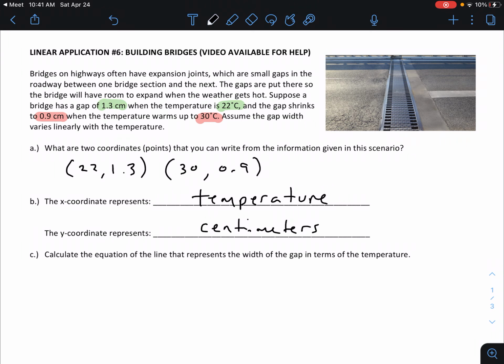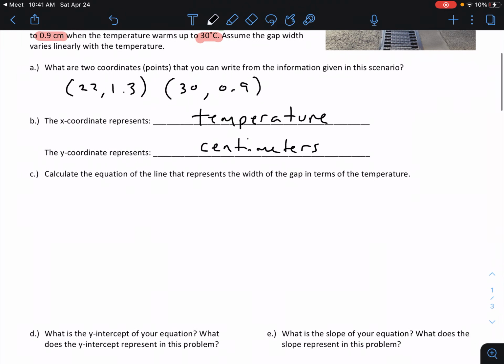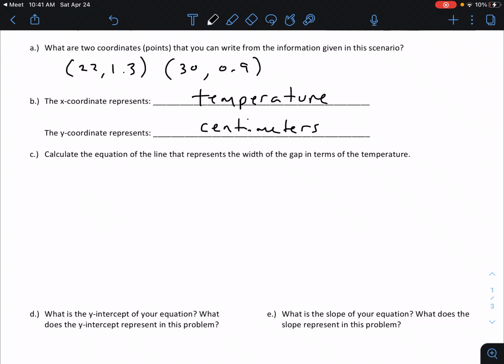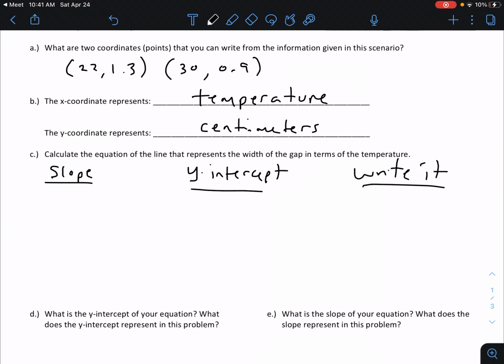Okay, so we got to find the equation. And to find the equation, remember, we have to do the slope, the y-intercept, and then just write it. Okay, my handwriting is a little sloppy today. It's cold out. So the gap on the bridge would be big.